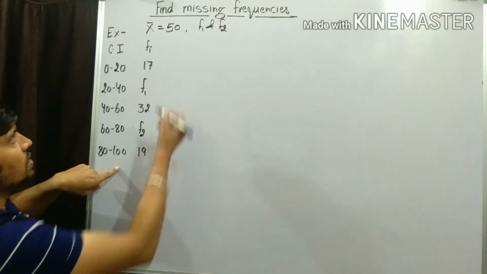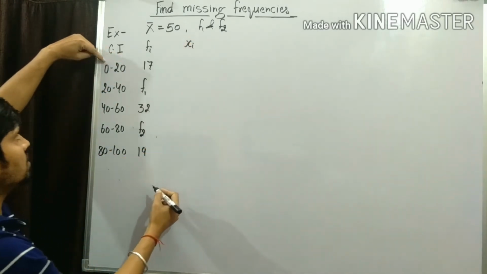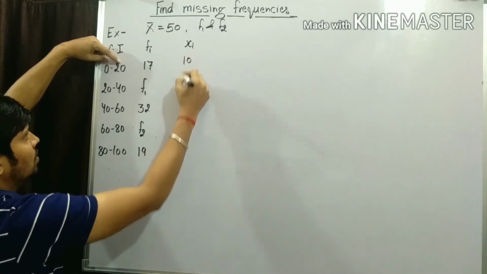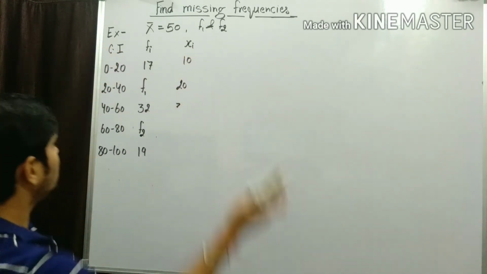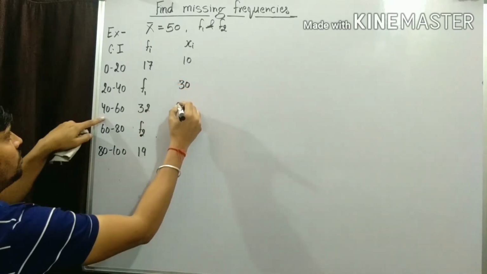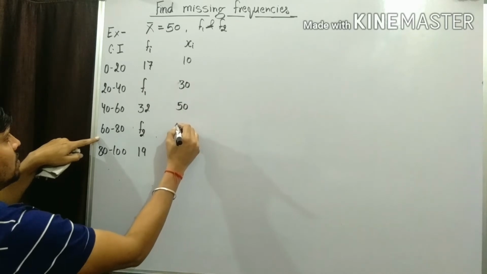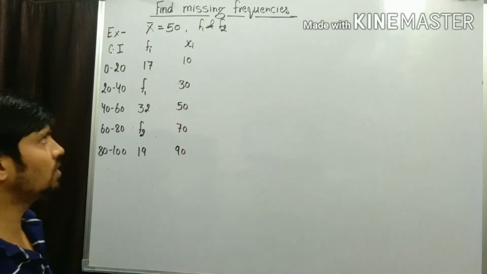So first of all, we will start with the same method. We will find xi, and we know that this is the class mark of each class. This is 10, 30, 50, 70 and 90. These are the class marks. We know how to find them.